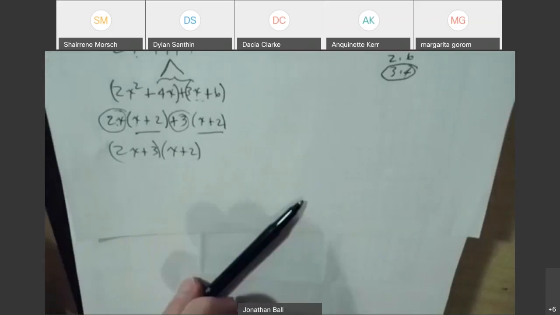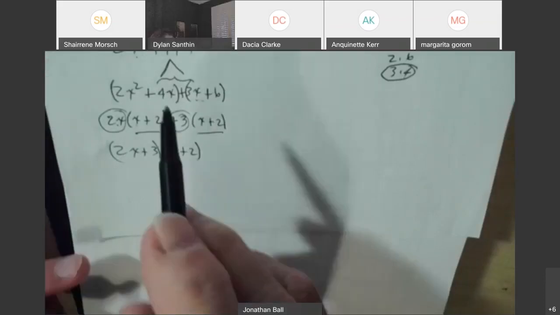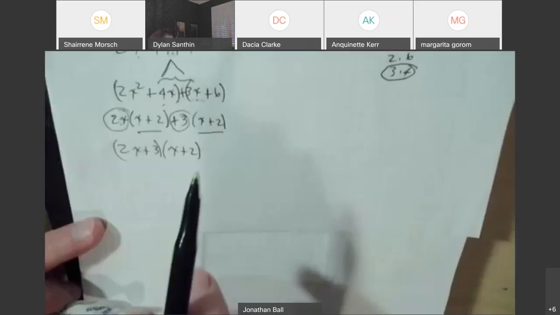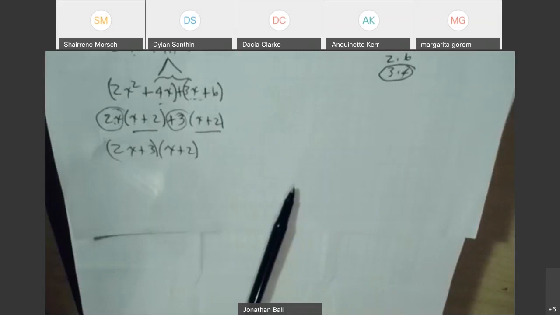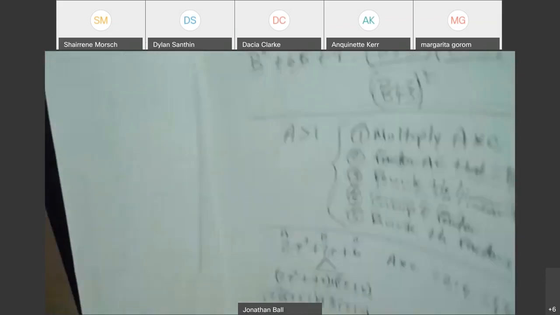Okay, the whole secret to this thing is in splitting this linear term up into two things that we can factor. And it's really not all that difficult. Everybody got this? Let's do another one. What could be more fun?